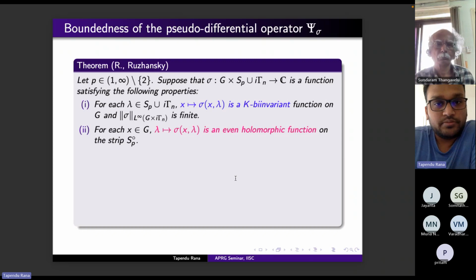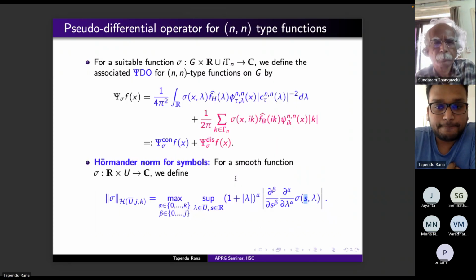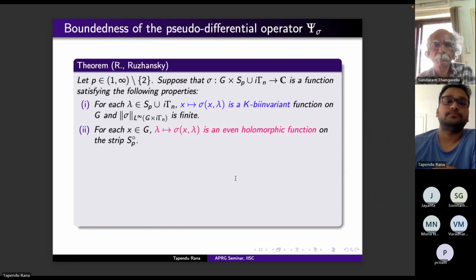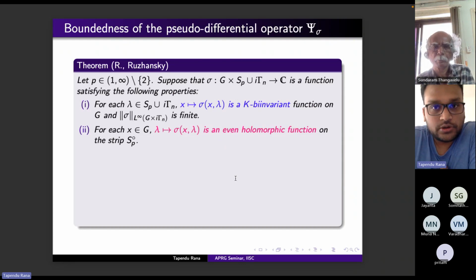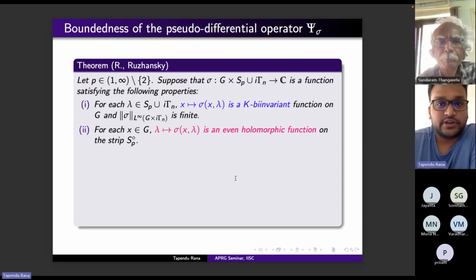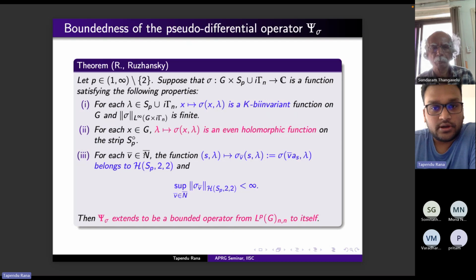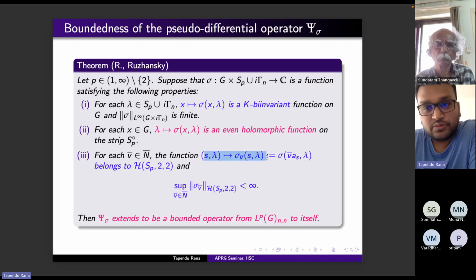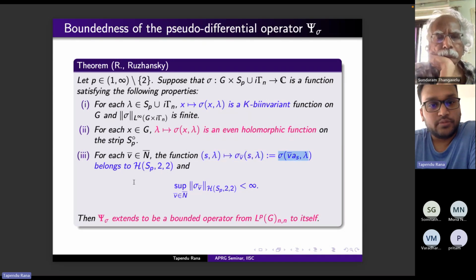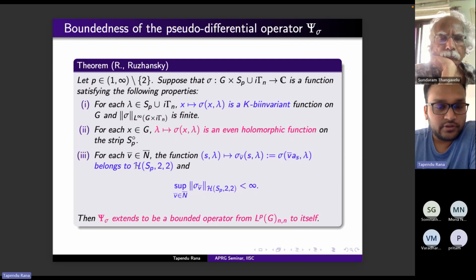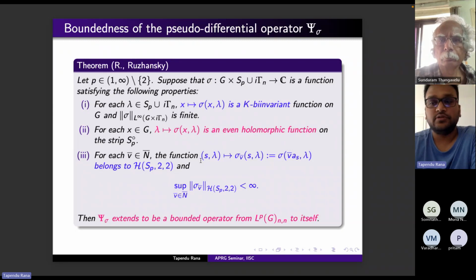Suppose p belongs to (1, infinity) and p not equal to 2, and suppose that sigma from G cross S p union I gamma into C is a function satisfying these two conditions, and for each v bar belongs to N bar, where N bar is the nilpotent group of SL2R, the function s lambda goes to sigma v bar s lambda, defined like this, belongs to H of S p 2 2. It means that the norm of this symbol is finite, and moreover, the supremum over v bar of the harmonic norm of order 2 is finite. Then psi sigma extends to a bounded operator from L p G N to itself.